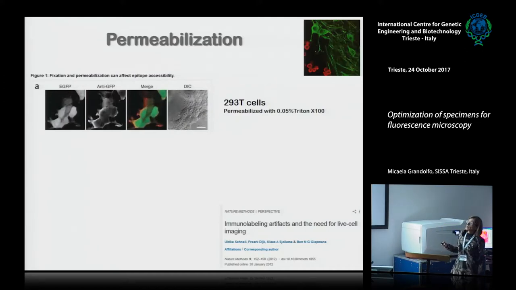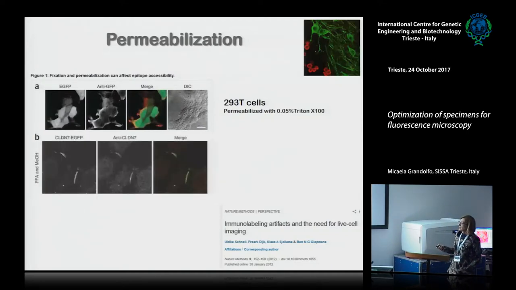So, suppose you are working with these cells and you are using this protocol. Your conclusions regarding the distribution of the EGFP could be totally wrong. Is it clear? And now I have another example similar to this one.